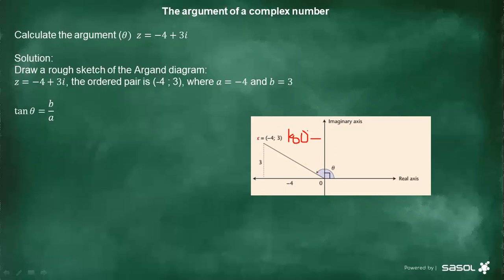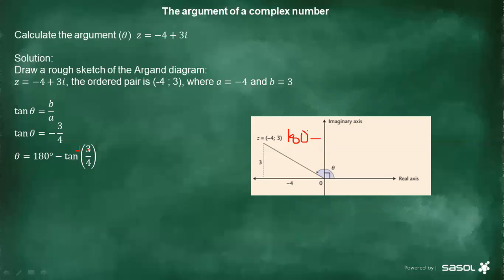Now you first have to write tan theta equals b over a, and then you substitute the value of b, which is 3, and the value of a, which is -4. Then you have -3 over 4. Then you use the second function, shift tan. Then we are going to say 180 minus shift tan 3 over 4.